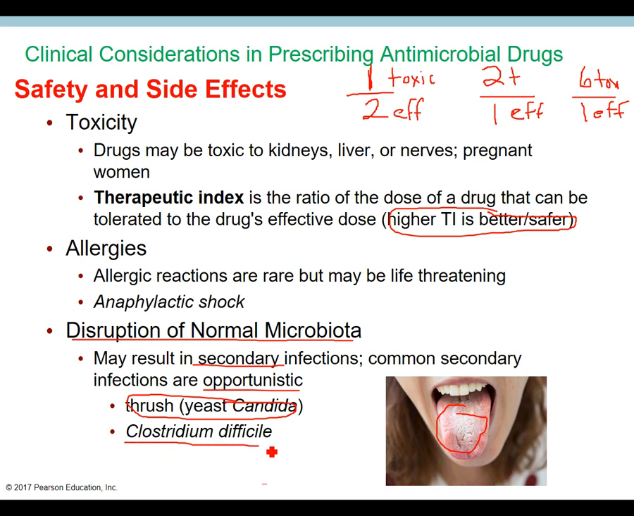Much more dangerous is C. diff, which exists typically in your body, or you pick up maybe some, but if all of your normal flora is wiped out, then the C. diff has an opportunity to grow, and it can be a pathogen. It can be toxic.